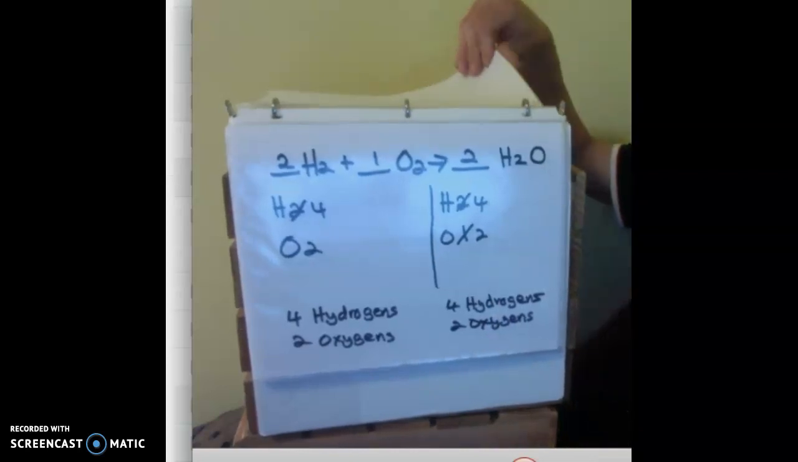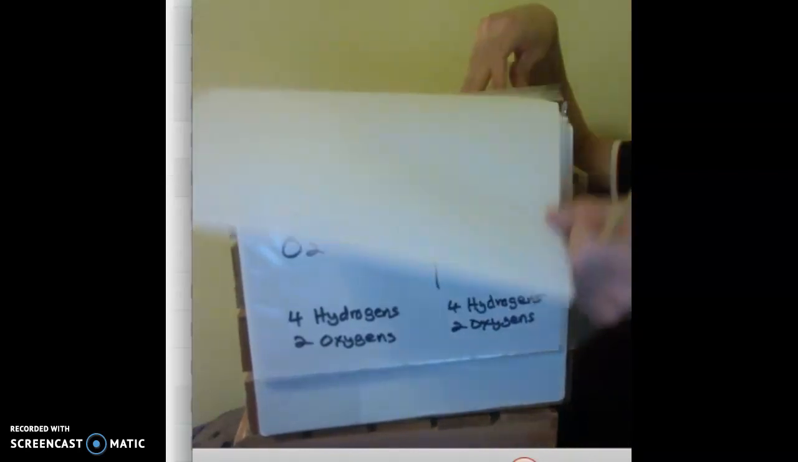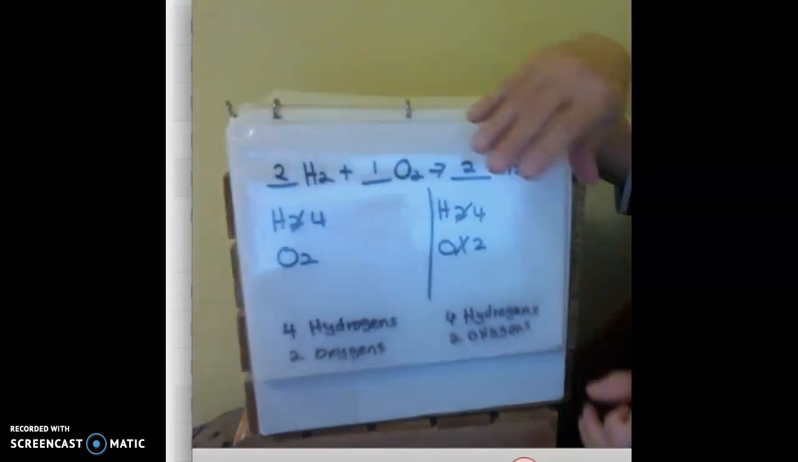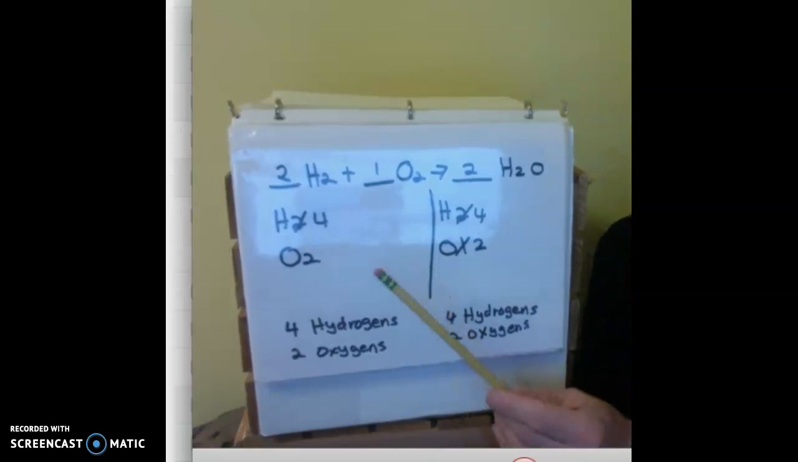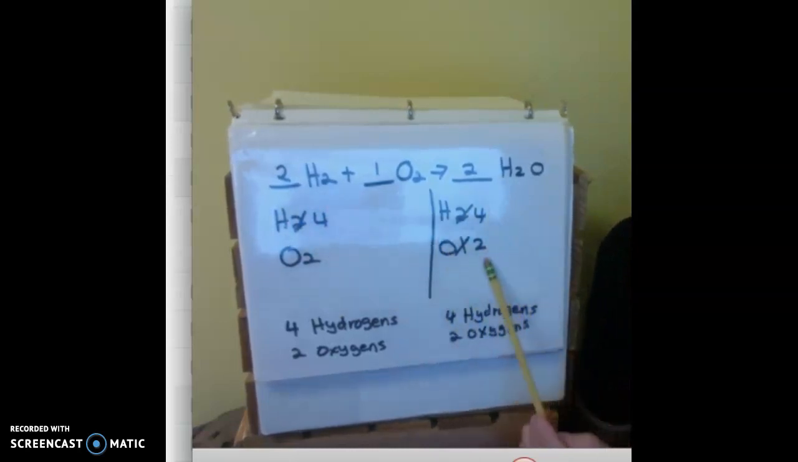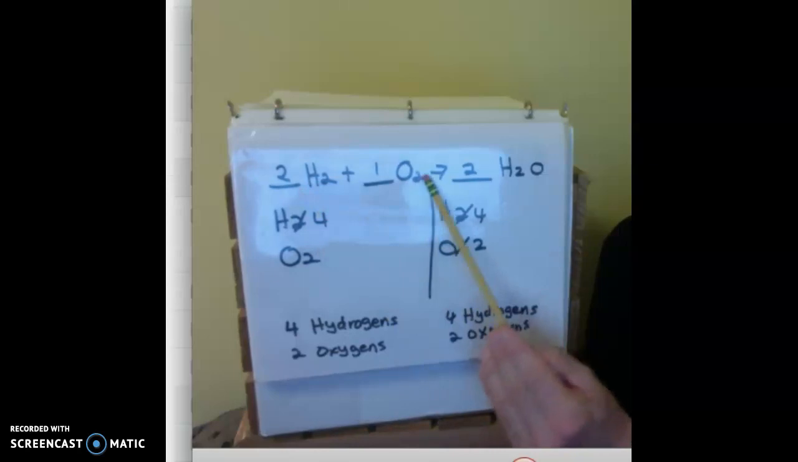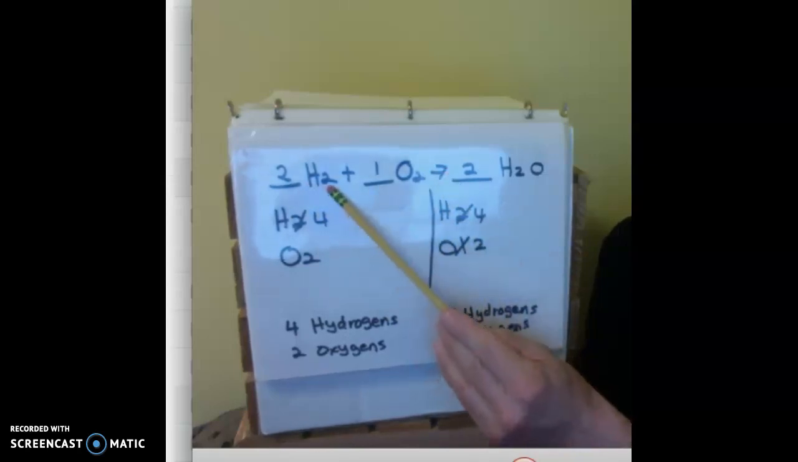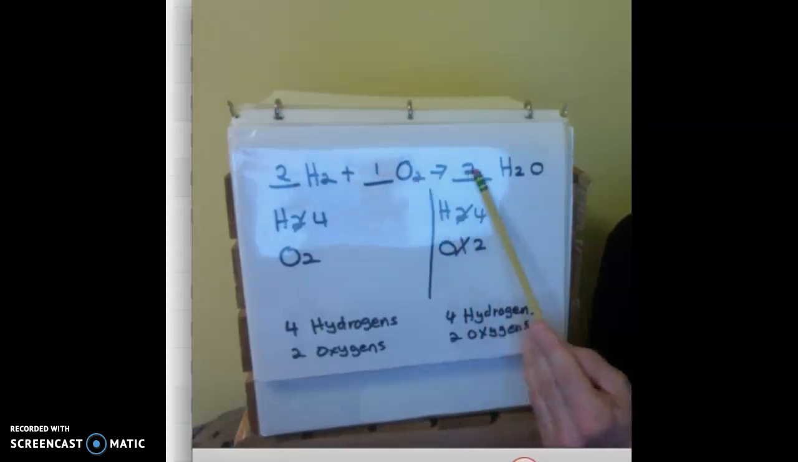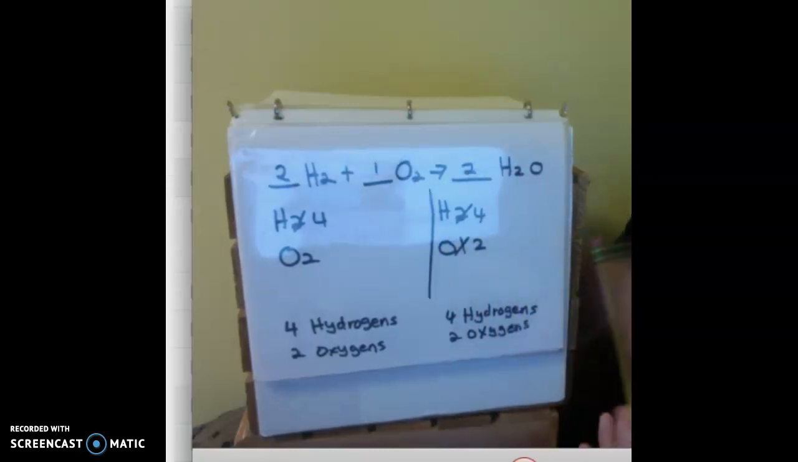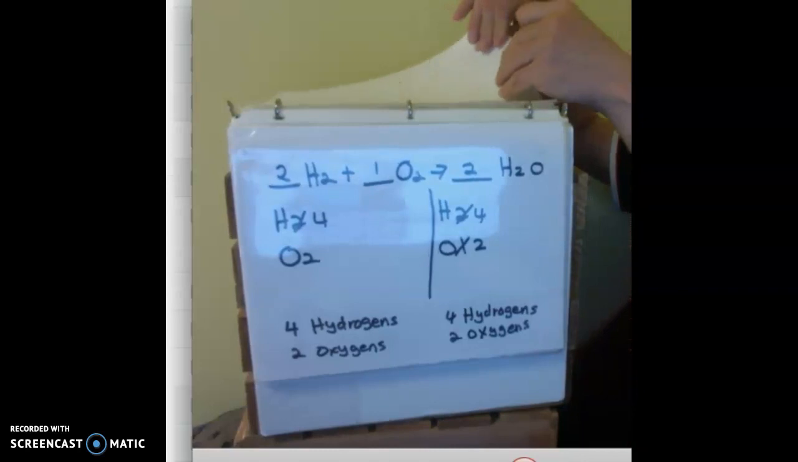You have another one, this is an easy one, that you're going to have to balance by yourself. Here's the one that we finished. Sorry about that. 2, 1, and 2. So it's completely balanced. 2 times 2 hydrogen gas molecules, 1 oxygen gas molecule yields 2 water molecules. Let's keep going. I think I skipped up on that.